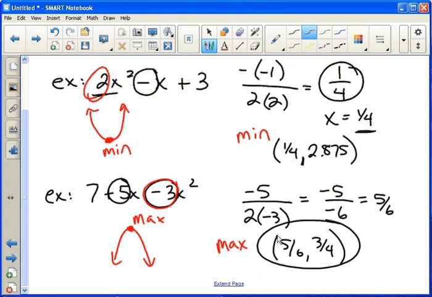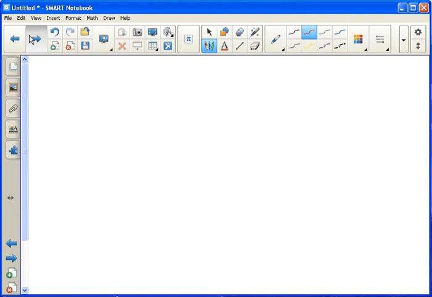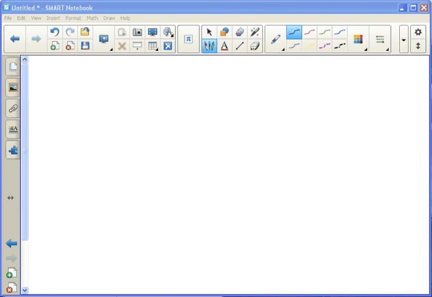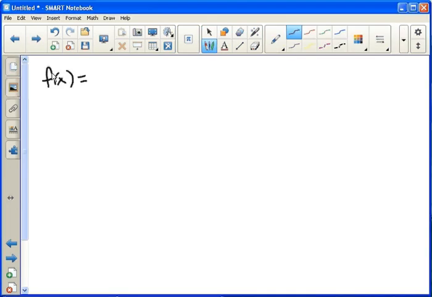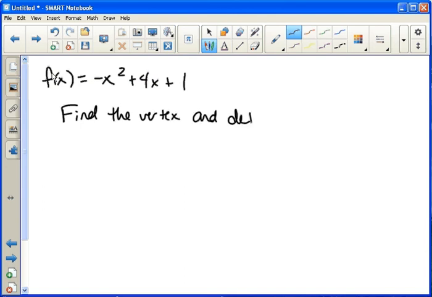Okay, just one more example for us to look at with this. Let's take the equation f of x equals negative x squared plus 4x plus 1. And we're going to say find the vertex and determine if it is a maximum or a minimum.